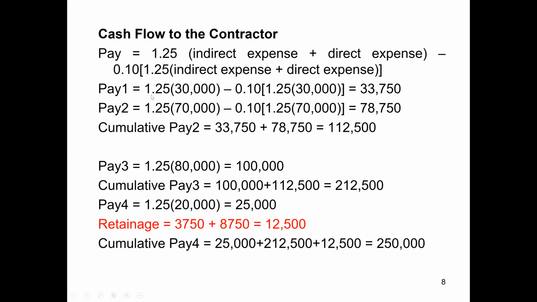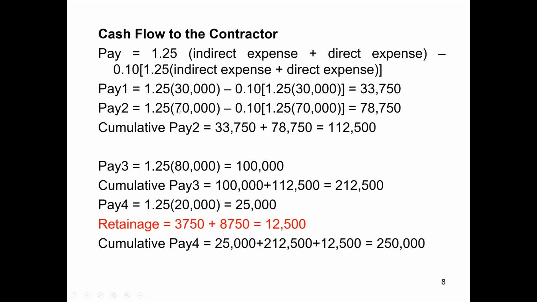Okay. So for the first payment we have indirect expenses plus direct expenses. From that figure 12.1 we got 30,000. So we multiply it by 1.25 to increase this to include the profit of 25%, minus 10% of the same, 1.25 times 30,000. So this will be the deduction or retainage that will be withheld by the owner from the first payment. So the total that the contractor will get as first payment will be 33,750.